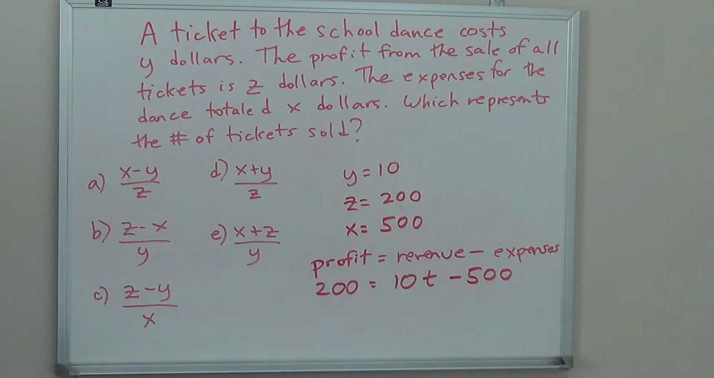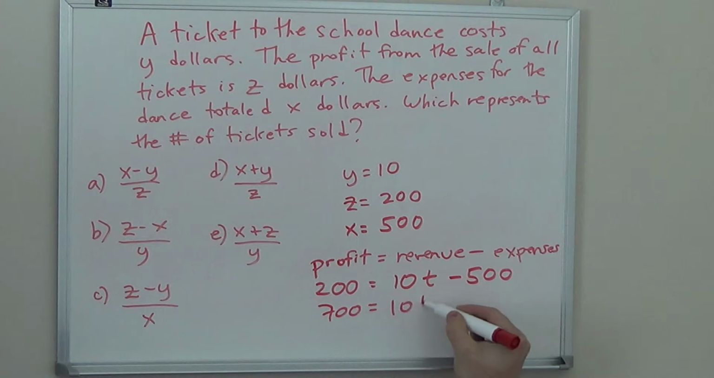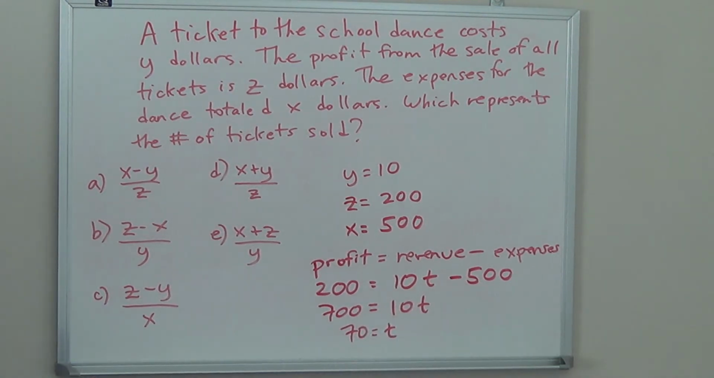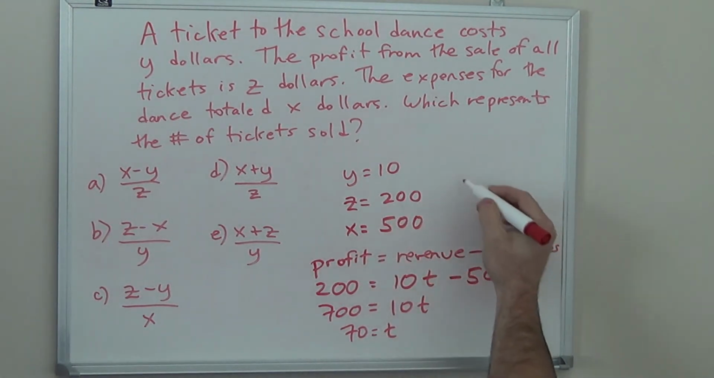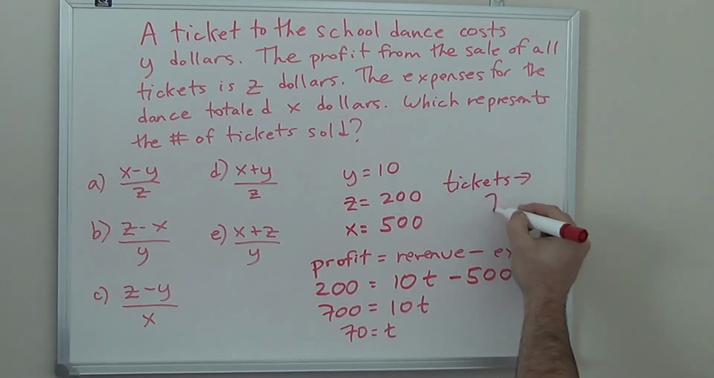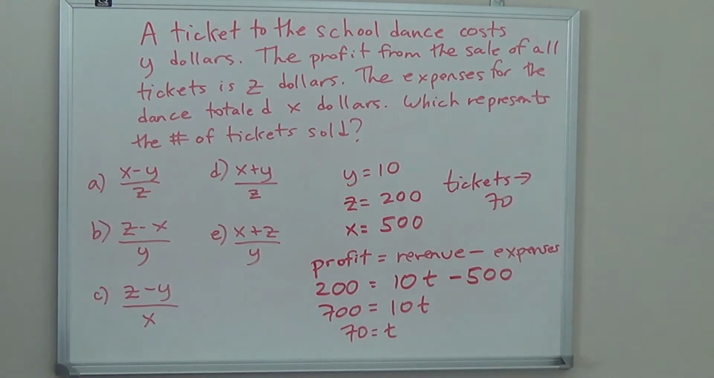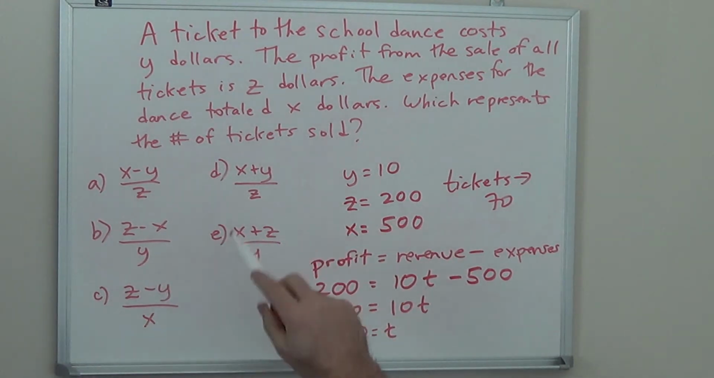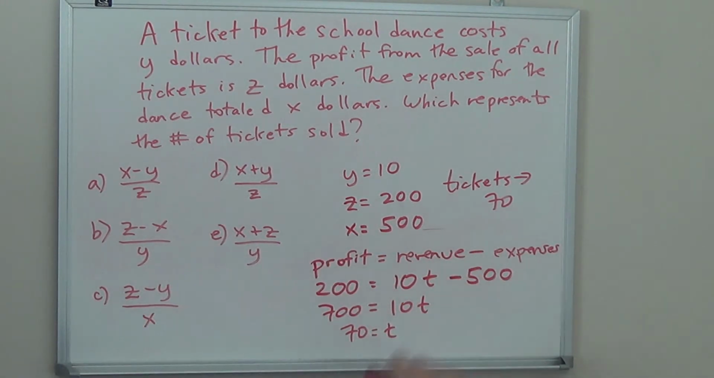This is pretty easy, right? We just add the 500, and we get 700 equals 10T. So we divide by 10, and it looks like we sold 70 tickets. Well, you could say, what does that do for us? But now what we have to do is take these numbers and plug them back in. The one that gives us 70 should be the correct answer, so we should be able to see it fairly quickly.